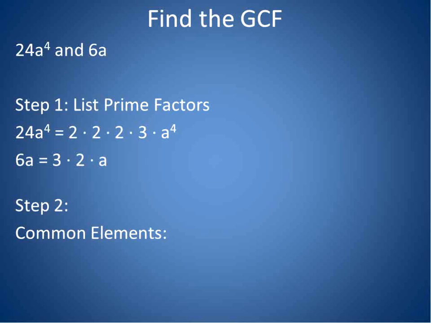The next step is that we look at our common elements. What do we have the same between those? Well, we've got a 3 in both. We've got one 2 down here, so we can take one of the 2's from up there. We have one a in 6a, so we can take one of the a's from there as well. So what we have exactly in common is 3 times 2 times a, or in other words, 6a. It's interesting that that is one of our terms, 6a, and that is the greatest common factor as well.